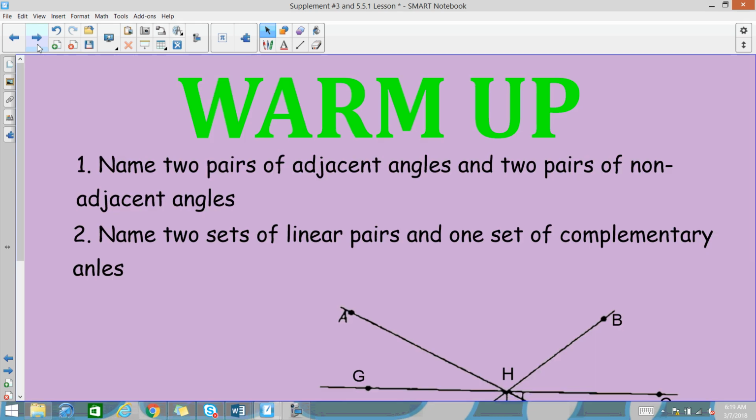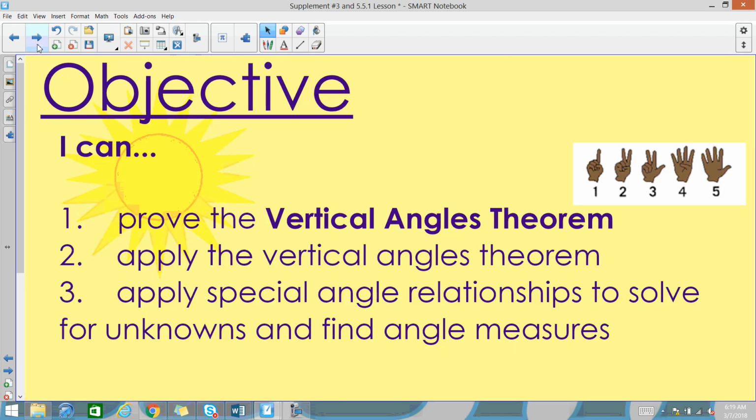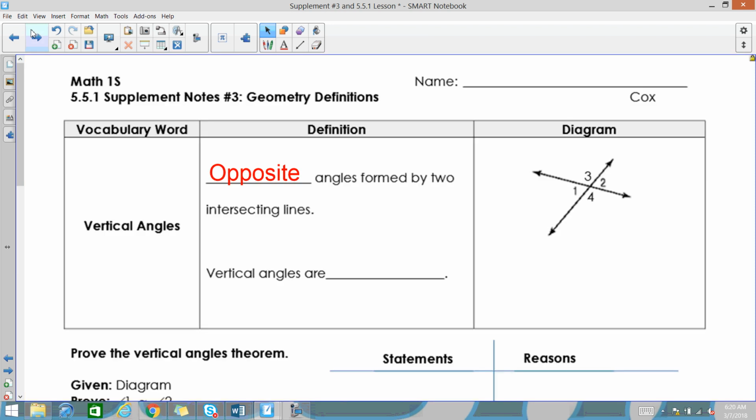So there we go. We're not going to do that warm up. What we're going to do is we're just going to get started today. So today we're going to talk about the vertical angle theorem. We're not going to prove it. We're going to talk about it, and then we're going to apply the vertical angle theorem. And then we're going to apply special angle relationships, solve for unknowns, and find angle measures. So unknowns are variables. All right, so we're going to find variables and then use those variables to find angle measures. So here we go. Here are your notes for today.